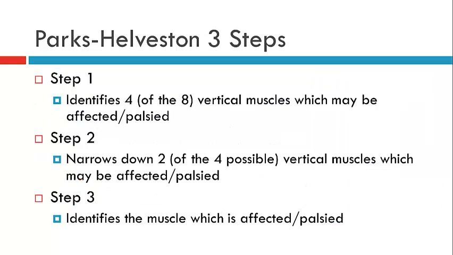So what are we effectively doing as we proceed through the 3 steps? Well, we're identifying potential muscles that could be affected, and through proceeding through the 3 steps, we're narrowing the possibilities, and the third step will actually isolate the single muscle that is affected. So in step 1, we'll see in a moment that of the 8 extraocular muscles that we have, we will identify 4 potentially affected muscles. The second step will narrow this down to 2, and the final step will identify the affected muscle.